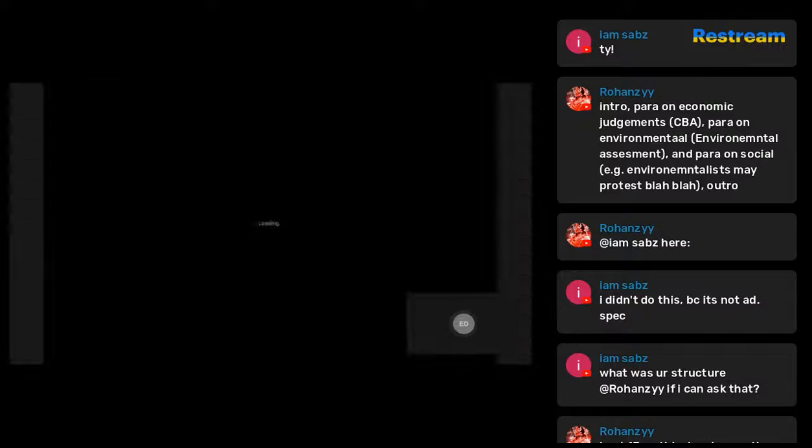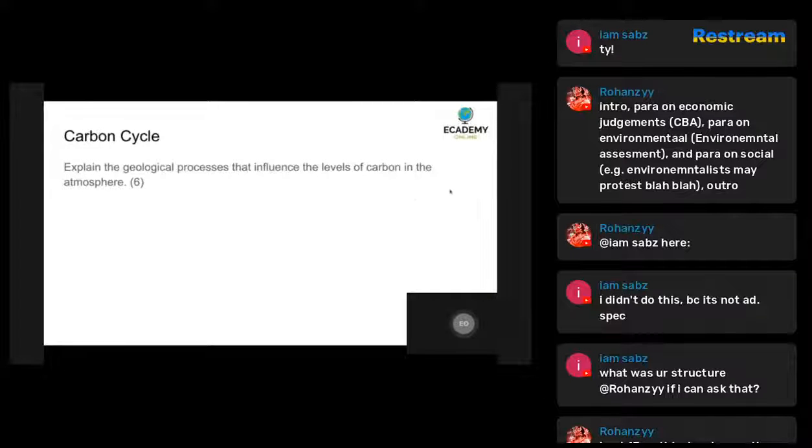Right, so coastal landscapes we've done, so let's move on to carbon cycle. Explain the geological processes that influence the levels of carbon in the atmosphere. Let's have a look at what you came up with. If you could write down some of the ideas that you had, punch them into the chat, see what you thought was a good answer.